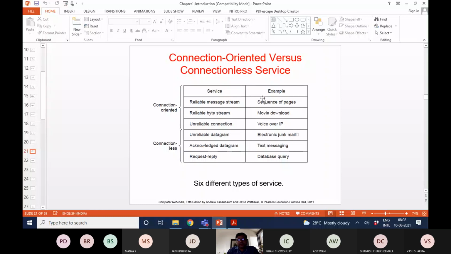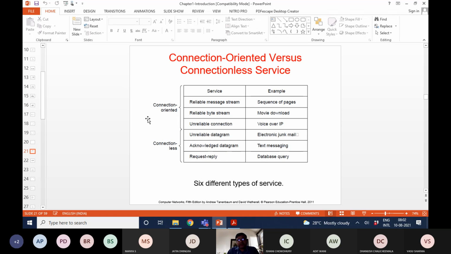So today we'll start with the concept of connection oriented versus connectionless. What do we mean by connection oriented and connectionless? First of all, connection oriented means we need a dedicated connection between two devices. Then we can call it a connection oriented system. Connectionless means we will not have any dedicated communication path, but the devices can still communicate with each other.